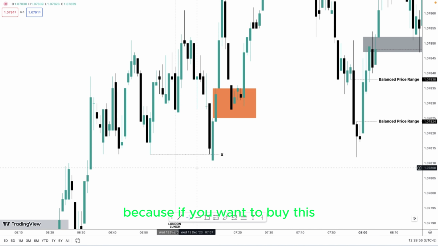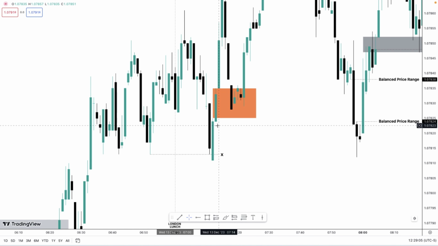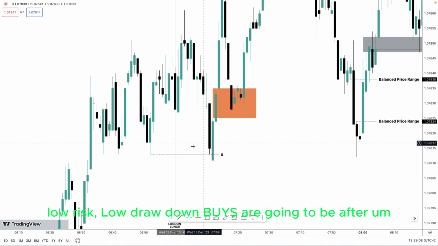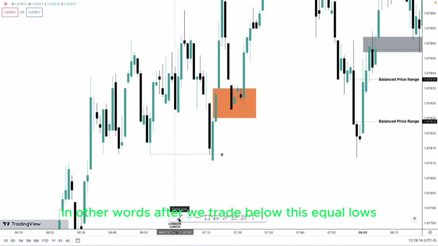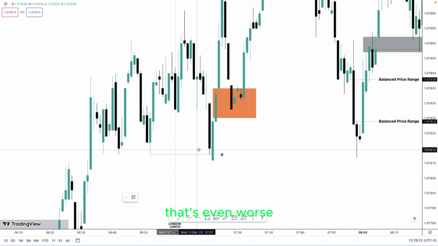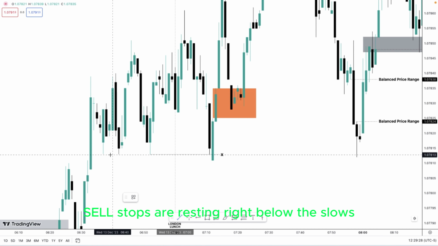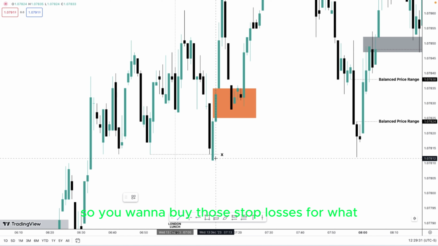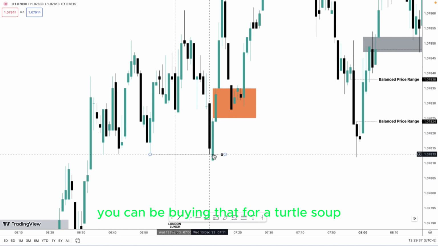Why? Because if you want to buy this, the best buys for you, the highest probability, the easiest, low risk, low drawdown buys are going to be after a stop run. So after liquidity has been taken out, in other words, after we trade below these equal lows, a triple bottom in this case, that's even better. Some stops are resting right below these lows. So you wanna buy those stop losses up for a turtle soup. So right then at 7 a.m. you could be buying that for a turtle soup.